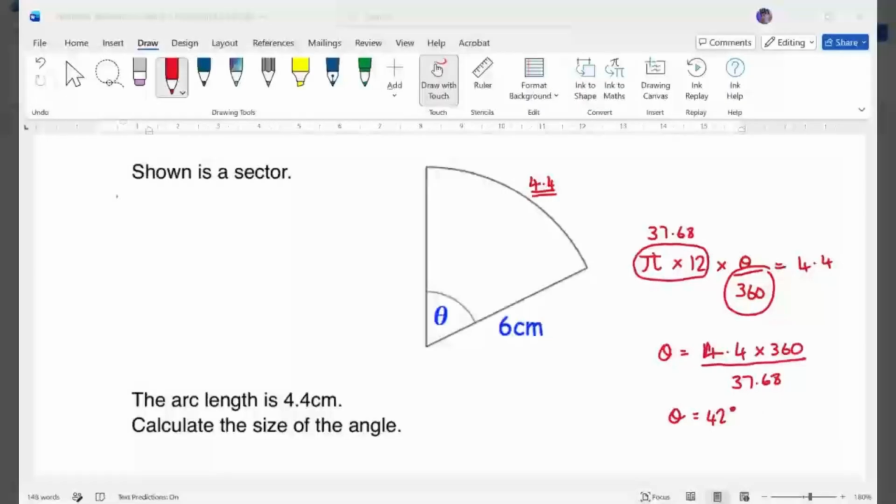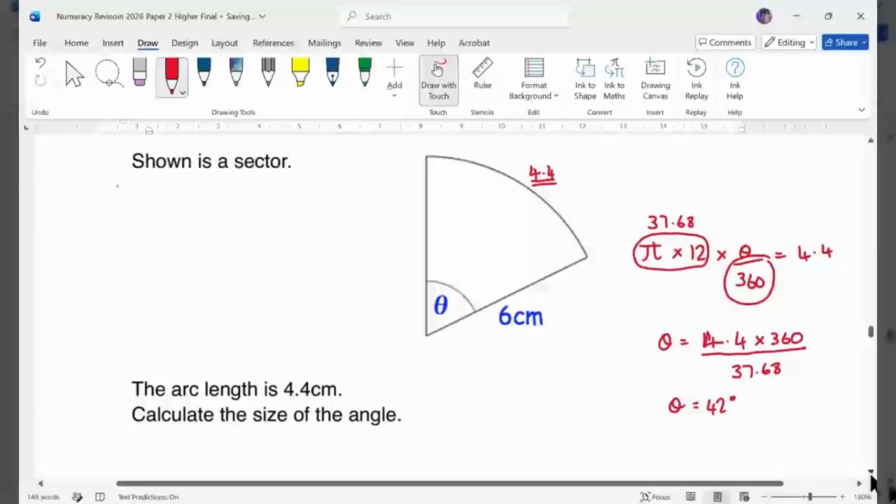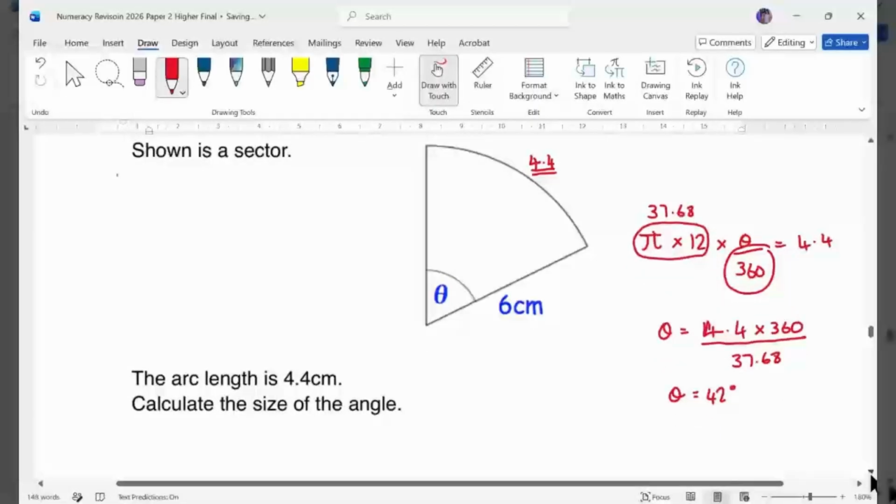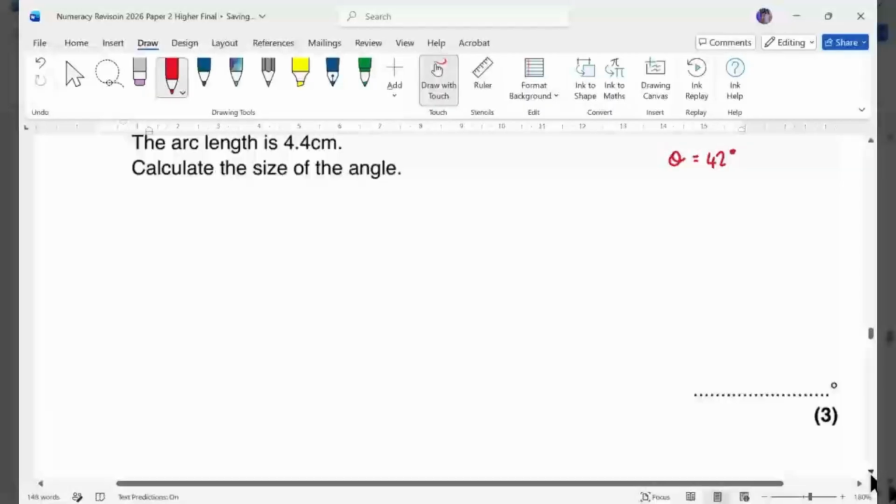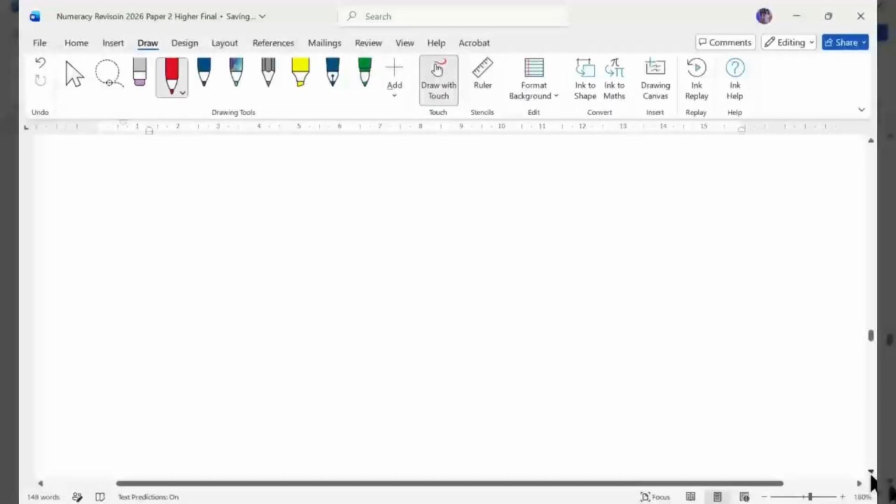Does it say to 1? Even if it was to 1 decimal place, it's 42 to 2 decimal places, it would be 42.04. Again, that's why we do a little bit of rounding. Okay, so that's like a working backwards question. You could be working backwards to find the diameter, or you could be working backwards to find the angle. Don't mind those at all.